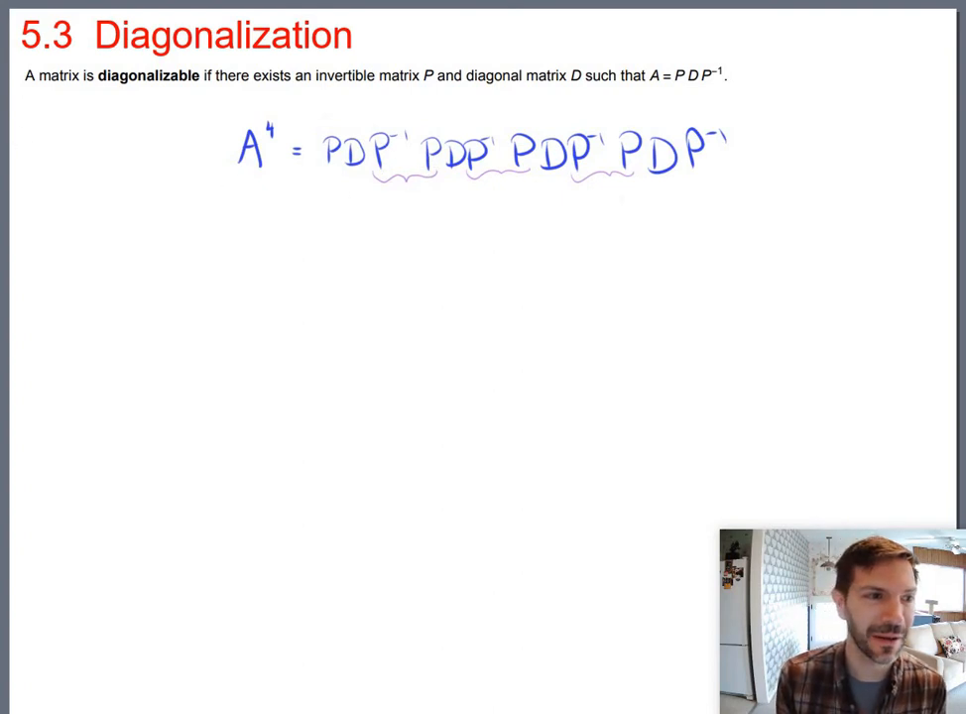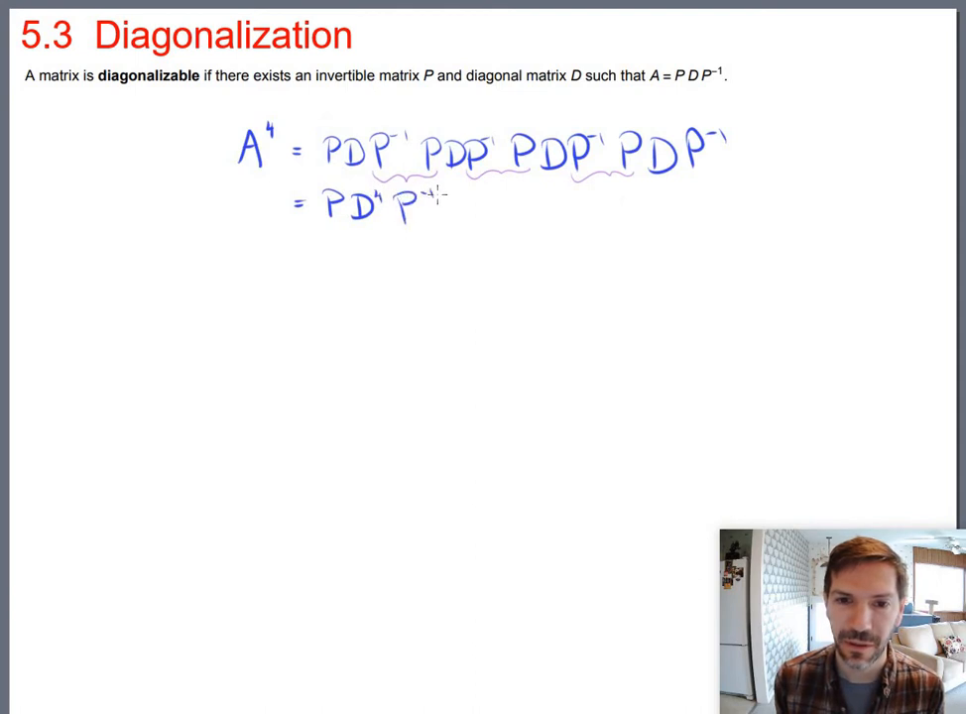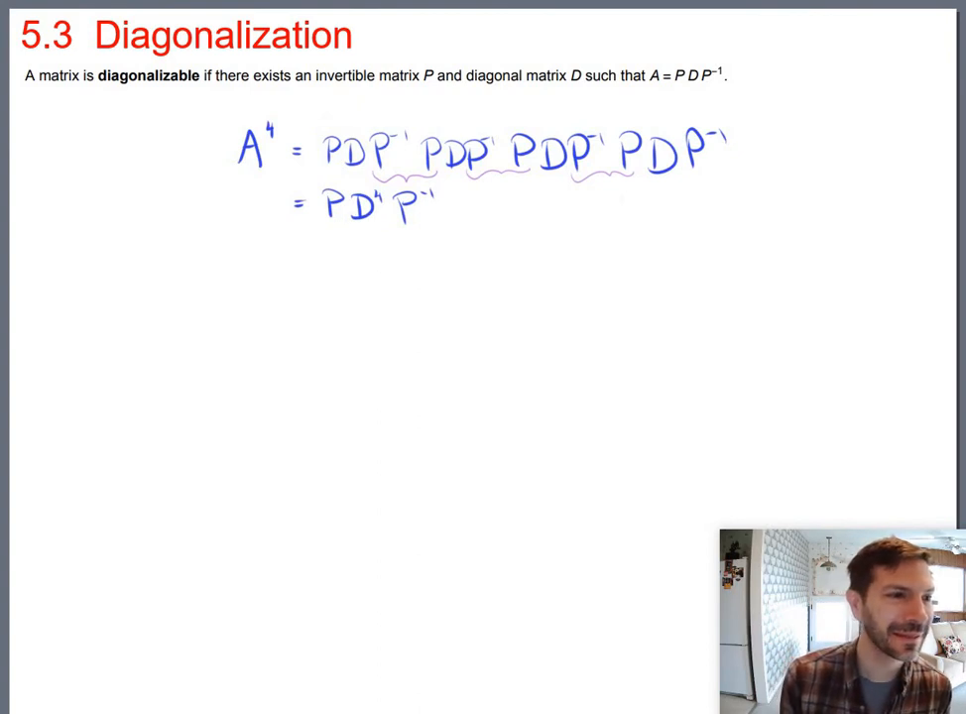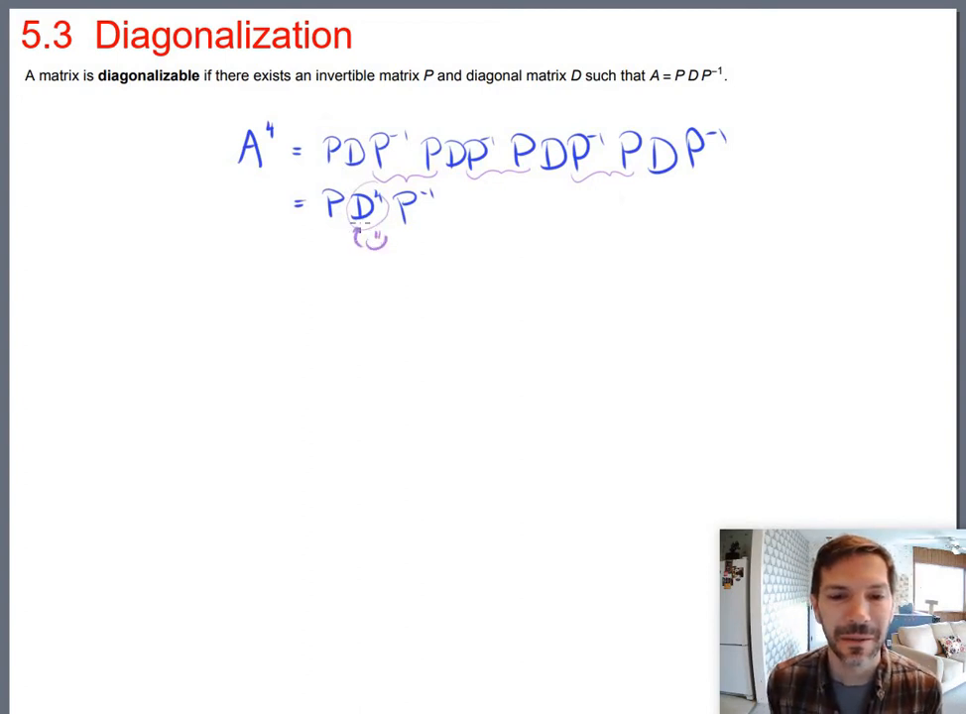So this simplifies to P times D, and this goes to 1 basically, and so does that, so does that. So D, D, D, D, so P times D to the fourth times P inverse. And now we're happy, we are smiling. Because we like doing diagonal matrices to powers, that's easy.